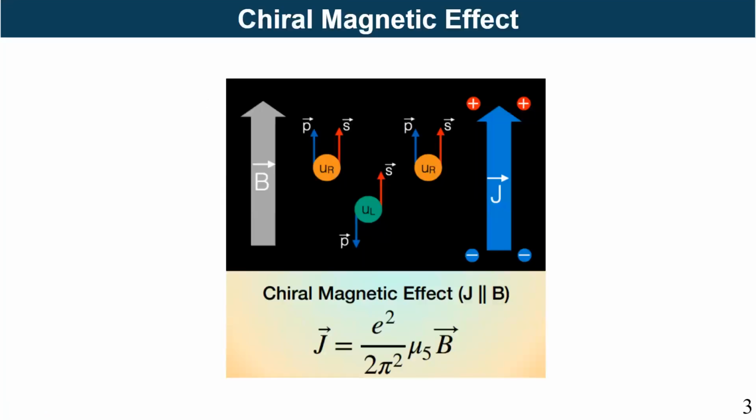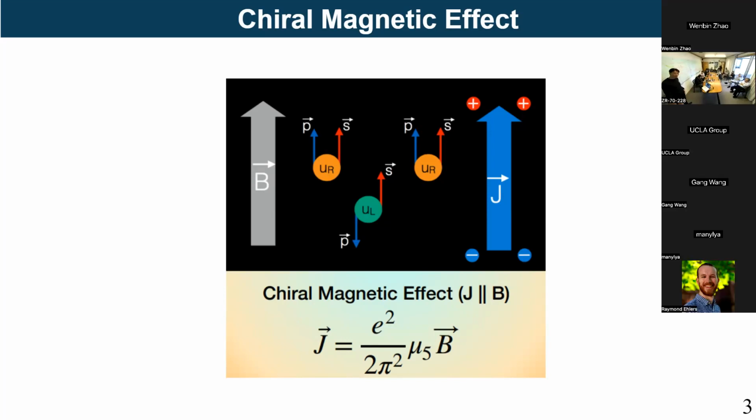So the physics: CME means chiral, you need to have a chirality imbalance, which means you have either more left-handed or more right-handed quarks. Magnetic, you need a strong magnetic field. If you have both of them, they can induce an electric current. But this is not just some high school physics, right? With the Faraday effect, the magnetic field can induce an electric field, but it's different. In that case, they are perpendicular to each other. But in the CME, they are parallel to each other.